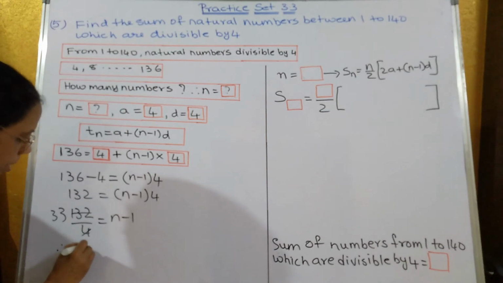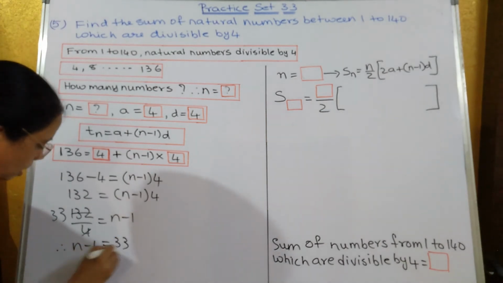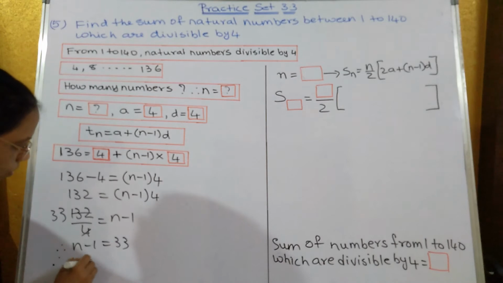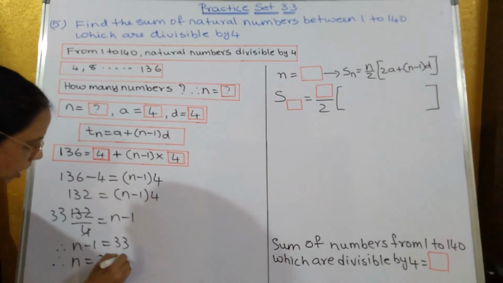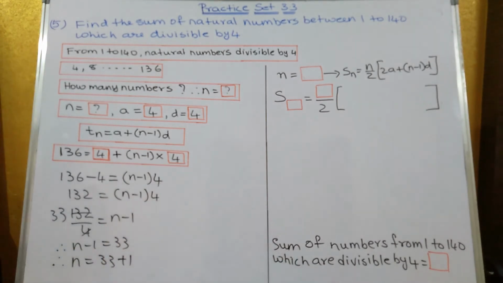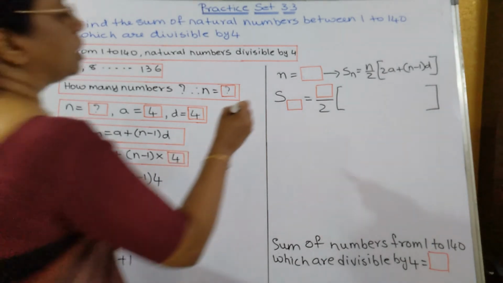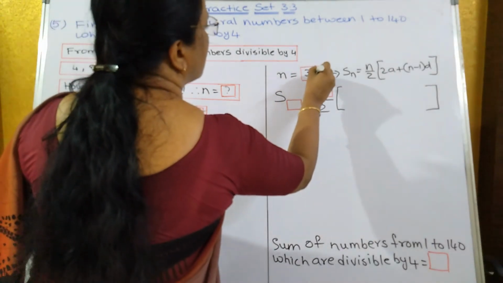Therefore n minus 1 is equal to 33. Therefore n is equal to what? 33, and the minus 1 comes to this side and becomes plus 1. So n is equal to 34. Now we have to find the sum of 34 terms.